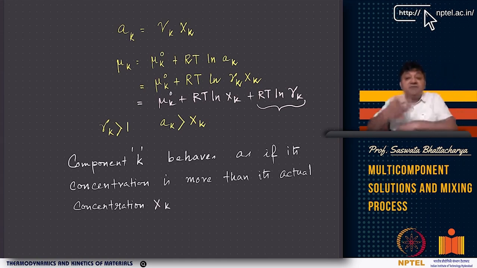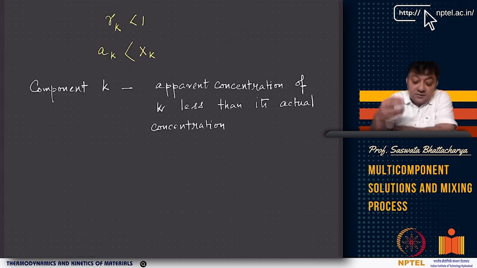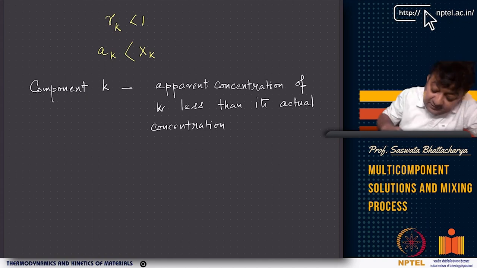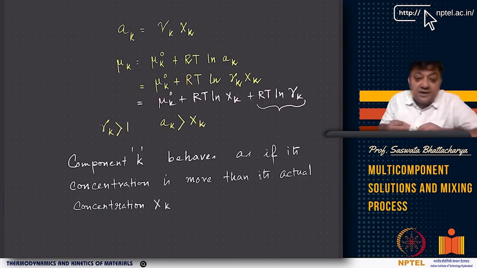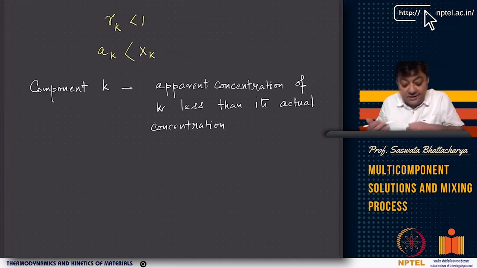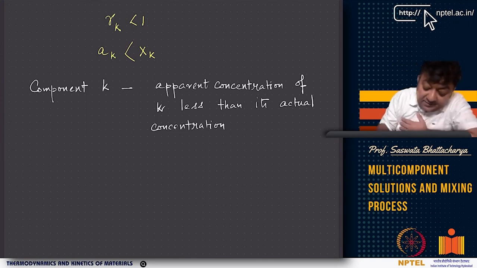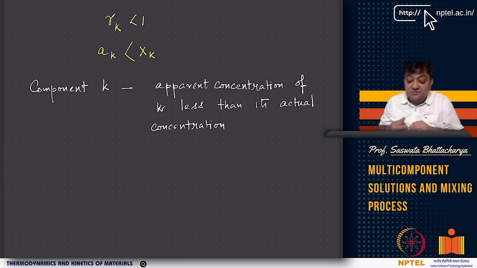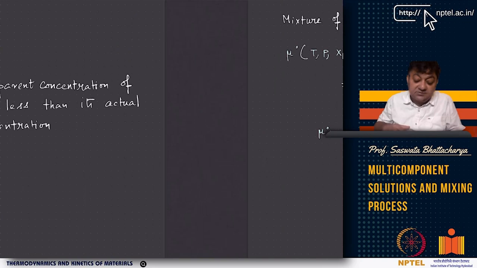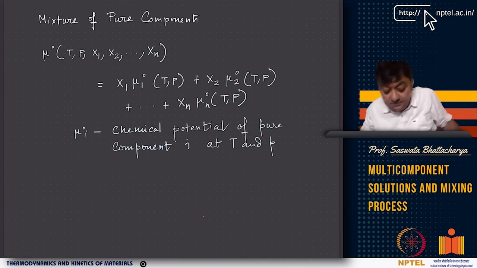So, that is how we define activity of a component in a solution. Similarly, if gamma k is less than 1, then RT ln gamma k is going to be negative, right? So, ak becomes less than xk. And in that case, the apparent concentration of component k is less than its actual concentration, right?